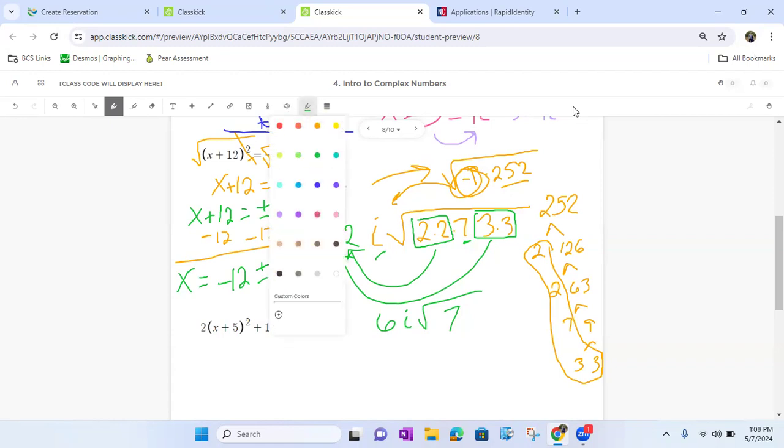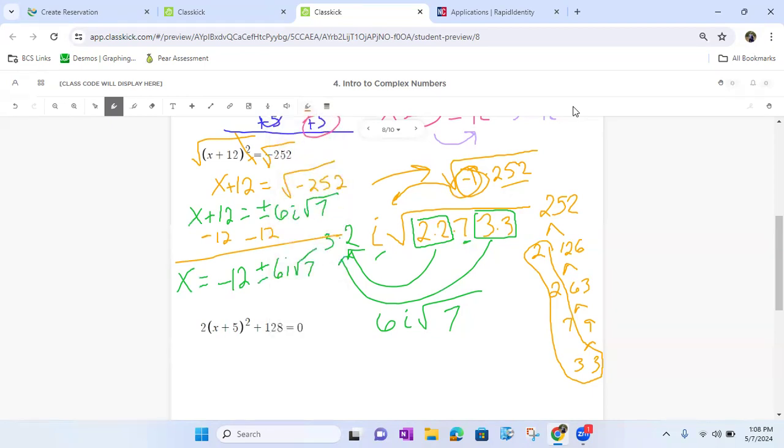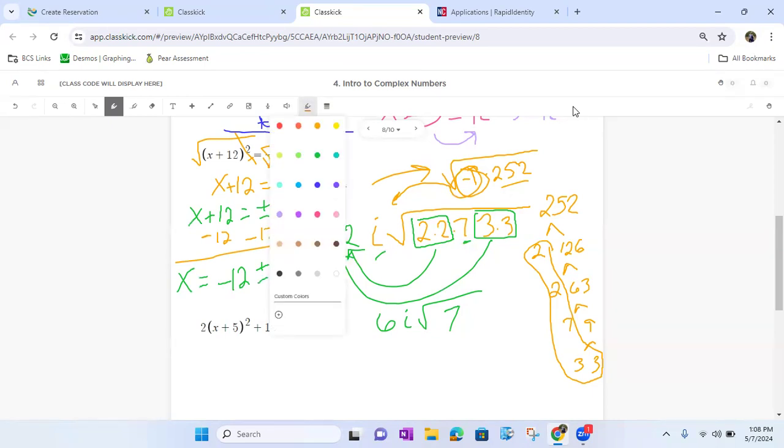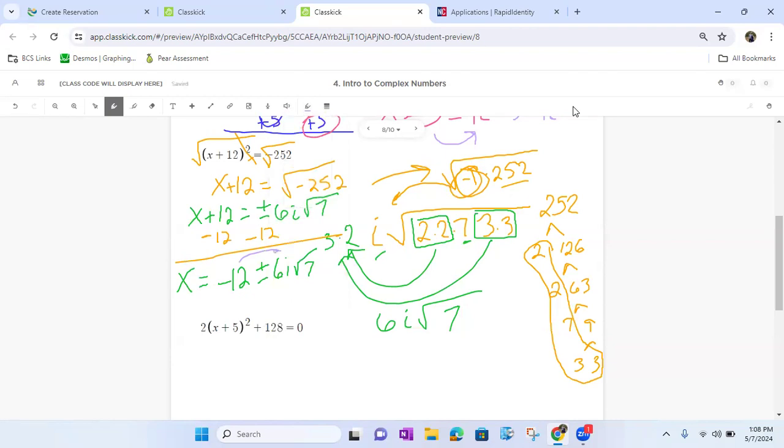And just like we did before, there are two answers. We have to follow it above, which would give us negative 12 plus 6i times the square root of 7. And then we also have to go below, which would give us negative 12 minus 6i times the square root of 7. So we have both of these answers. All right, y'all should try out the next one and hope all goes well.